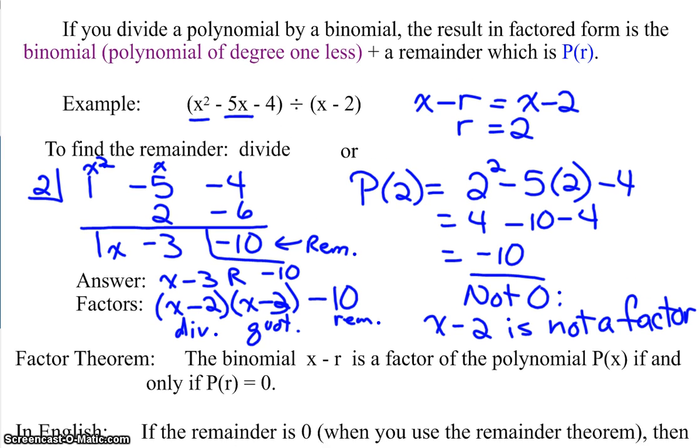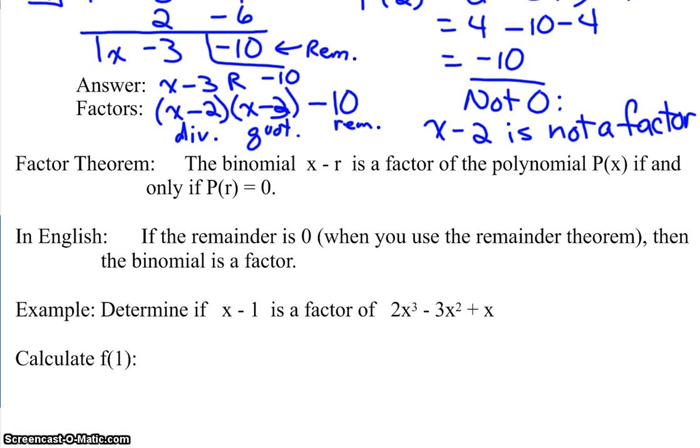Now, even though we haven't exactly defined it, we have been using the whole idea of the factor theorem. Basically, if the remainder is 0, it's a factor. If the remainder is not 0, it's not a factor.